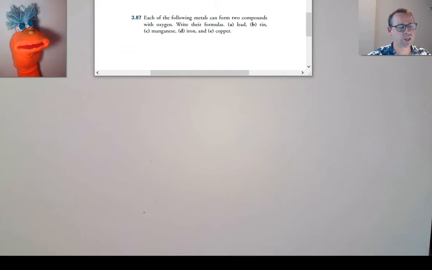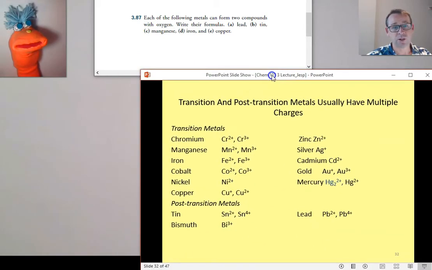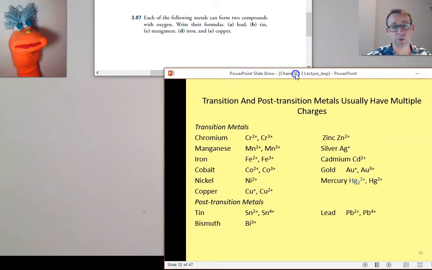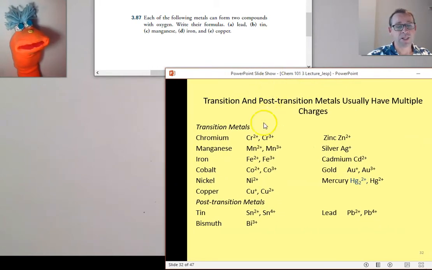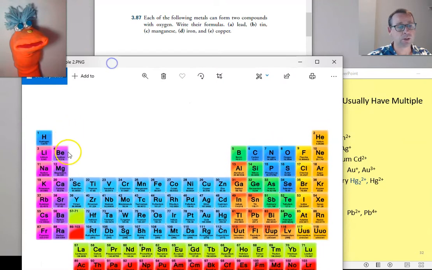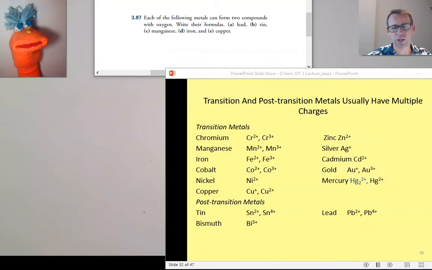I can also bring up our list from class. So here is slide 32 from chapter 3, right? And we saw that these transition metals exist in multiple states. Remember, transition metals are here in the blue, right? We'll go gently and gradually trying to figure out what these states are. You could memorize it if you want to, but it's not terribly helpful because there are others that exist out there. These aren't the only ones. But we can answer this question.